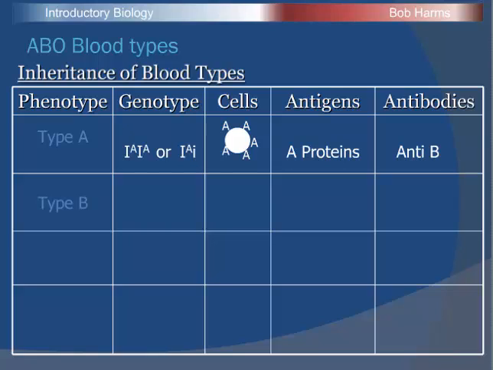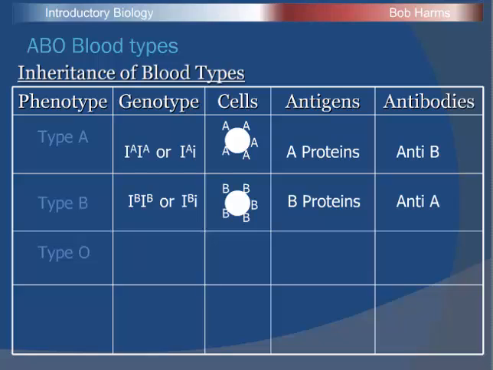Type B blood works basically the same way, except with the B alleles and the B proteins. And so you could be homozygous for the B allele, or you could have a B and an O allele to be type B blood. Type B blood means you have the B protein stuck all over your blood cells, and it means you're going to recognize A as foreign, and so you would produce anti-A antibodies within your blood.